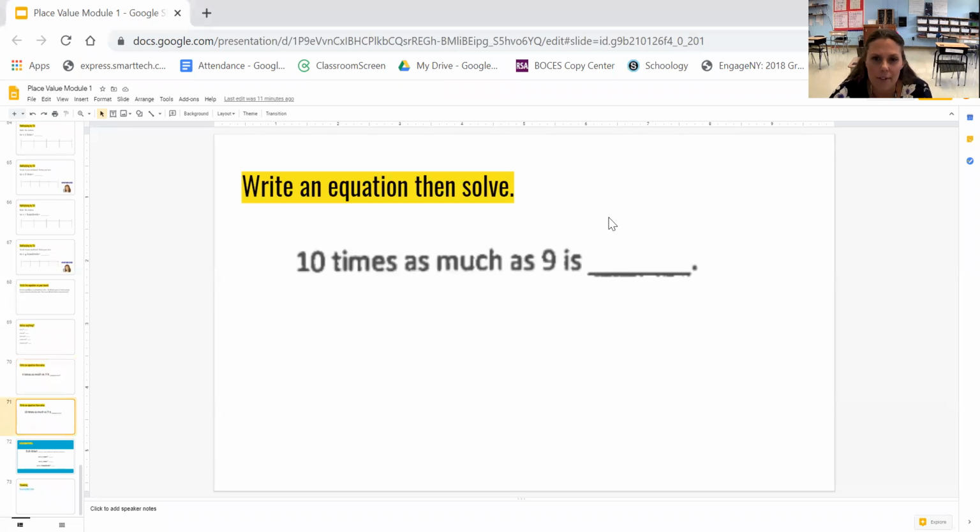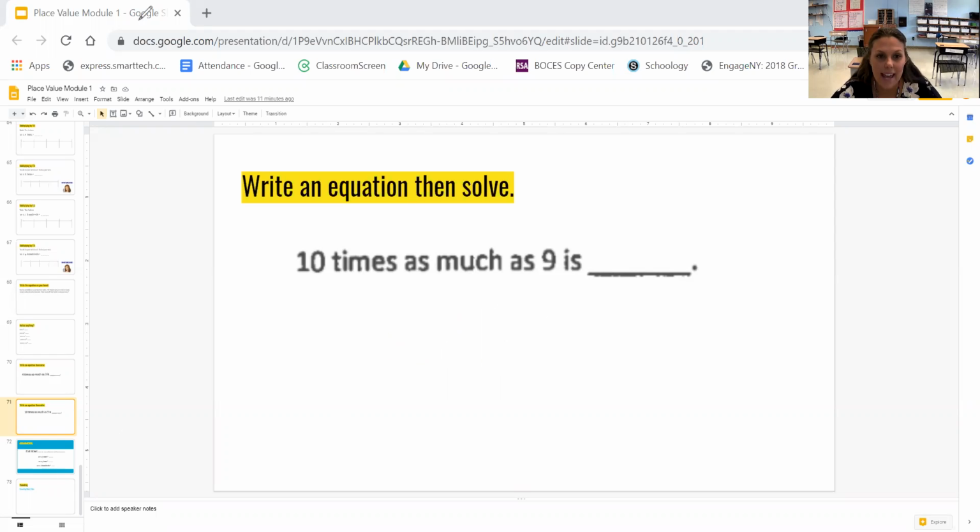Ooh, this is a pattern of 10. Let's see. 10 times as much as 9. So that means my equation is 10 times 9. Again, we could do the strategy we did earlier where we make our place value chart. You could do 1 times 9 equals 9 and add my 0. It's up to you. So 10 times 9 is 90.